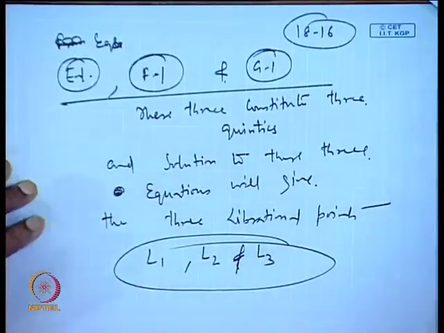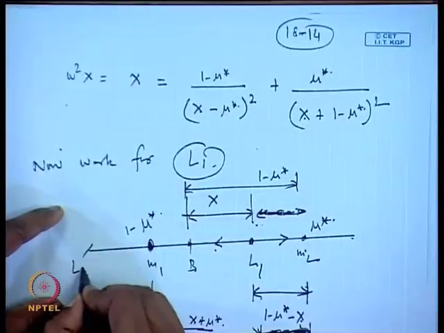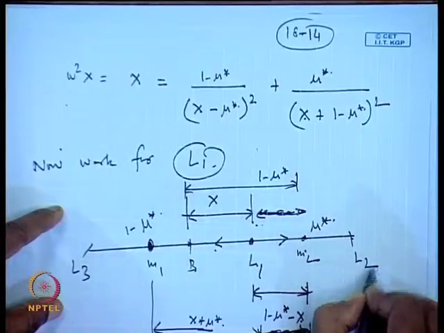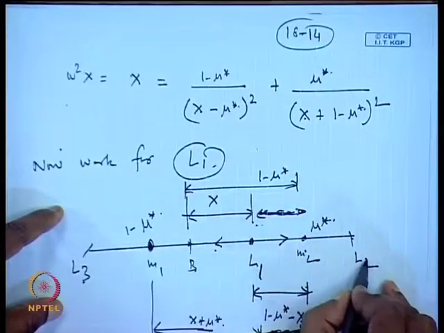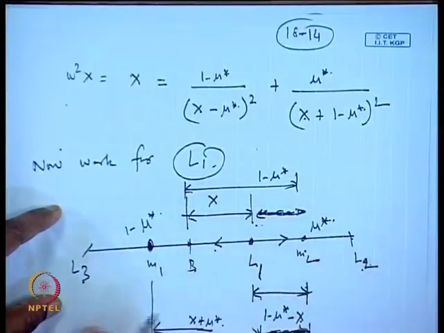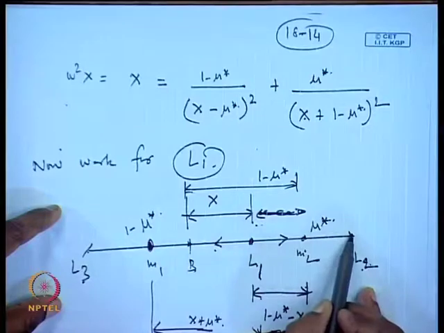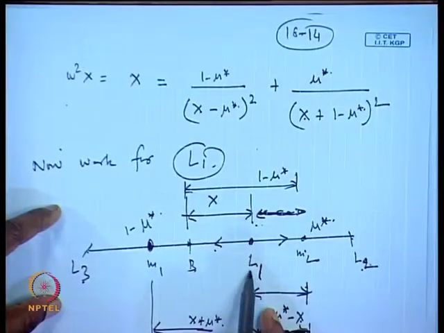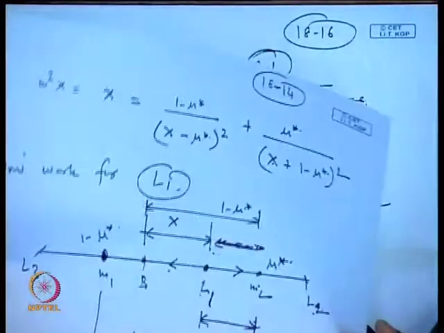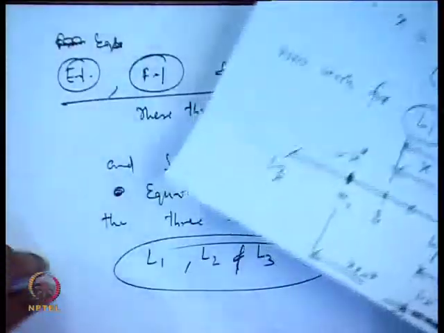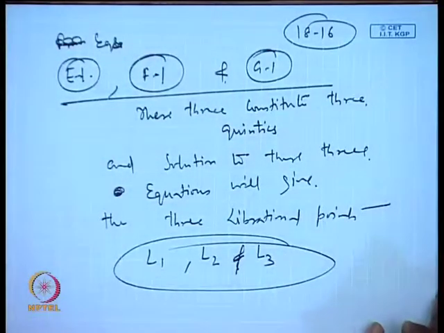Now, remember the way we have shown here, L1 lying on this side and L2 lying on this side, and L3 lying on this side. This is quite arbitrary. Many of the books may refer to L1 as this, L2 as this, and L3 as this. Somebody may refer to this as the L3 point. So, do not get confused with this. This convention is totally arbitrary. So, in the next lecture we continue with this.